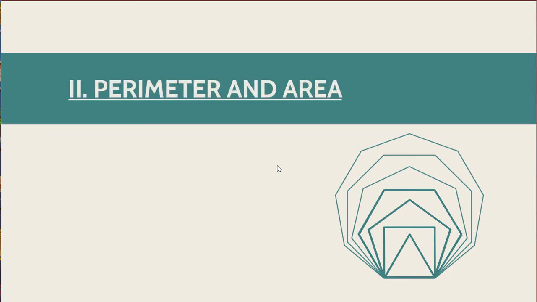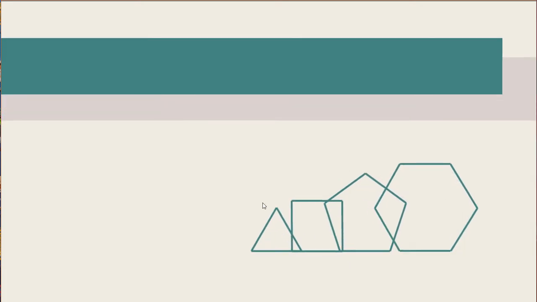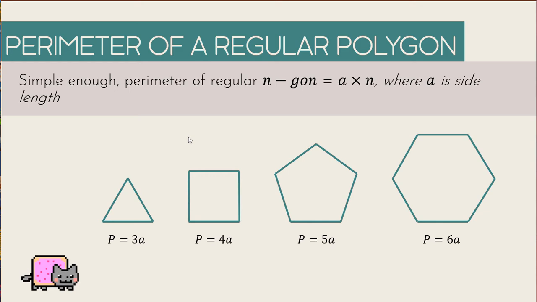First, we are gonna discuss the perimeter and area of regular polygons. Very simple. The perimeter of a regular n-gon is a times n, where a is the side length. We know that the perimeter is nothing but the sum of all sides of a polygon, right? And in a regular polygon, all sides are equal, so we just need to take the product of the number of sides and the length of each side.